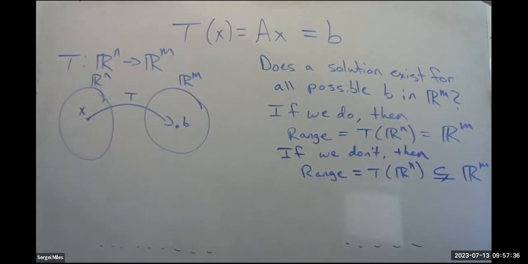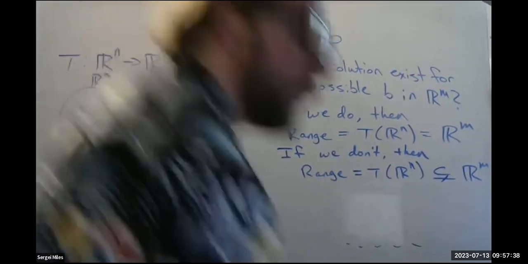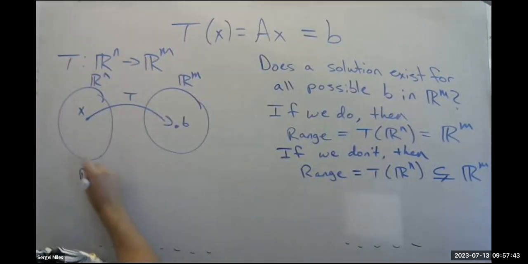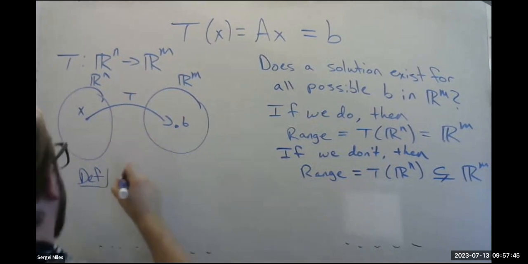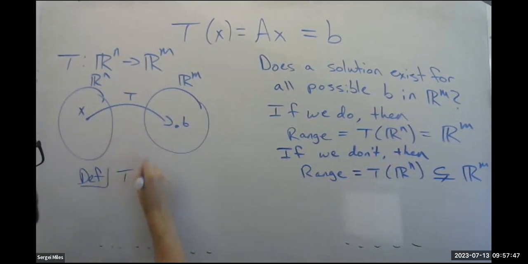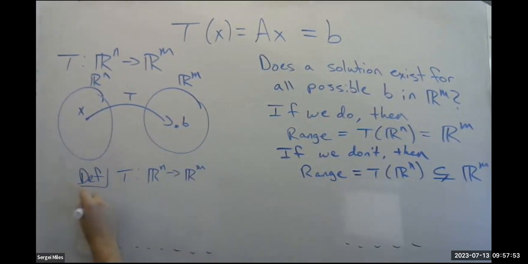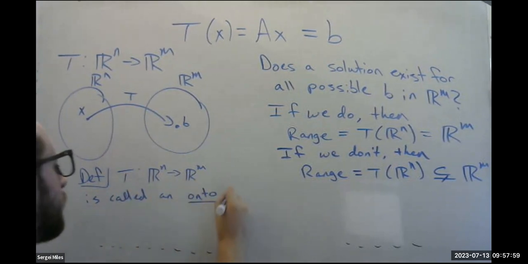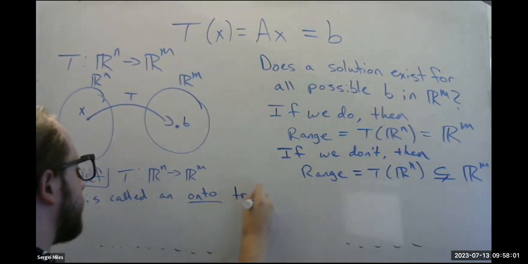It's strictly smaller than, it's strictly contained inside of Rm, right? Well, in fact, this is going to give rise to one of our definitions. So here's a new definition. We're going to say T from Rn into Rm is called an onto transformation.